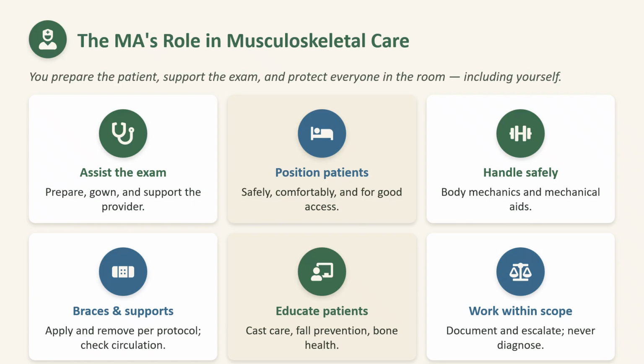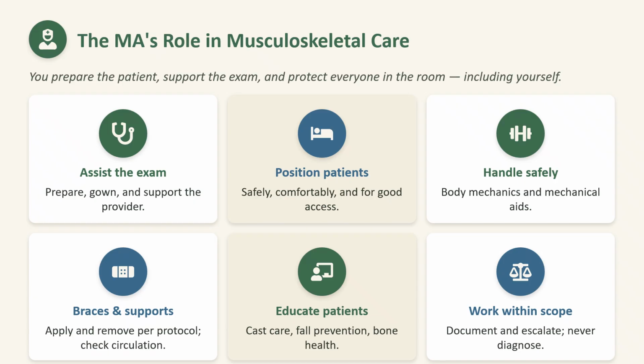You apply and remove braces and supports per protocol, and you check circulation afterward. You educate patients on cast care, fall prevention, and bone health. And you work within your scope, documenting, reporting, and escalating, never diagnosing.